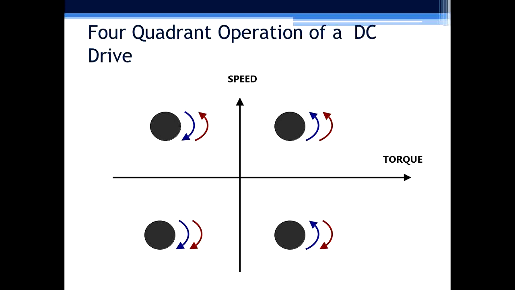If both of them are positive, we will call this operation the motoring mode. If the voltage applied to a DC motor is positive, then we can say that this motor will be moving in the forward direction. So this mode is called forward motoring.